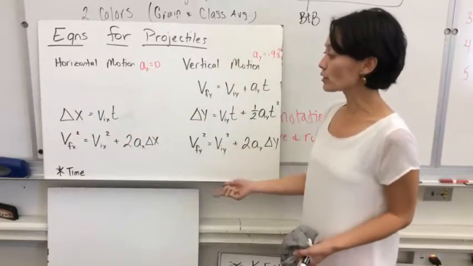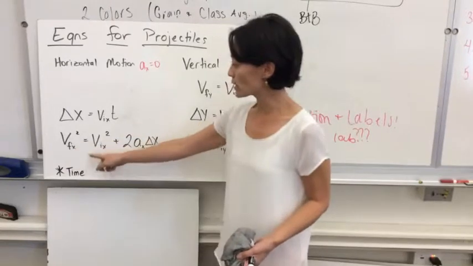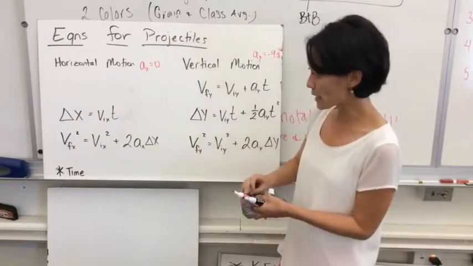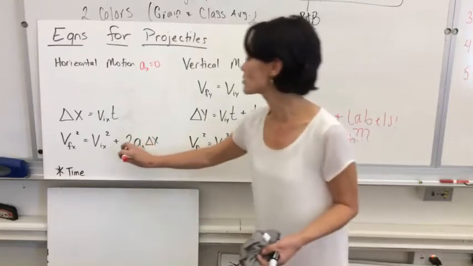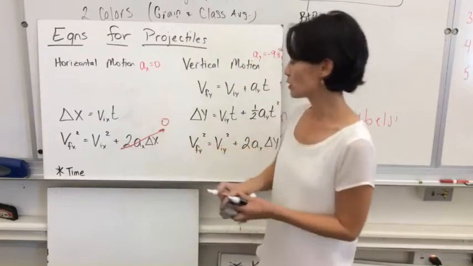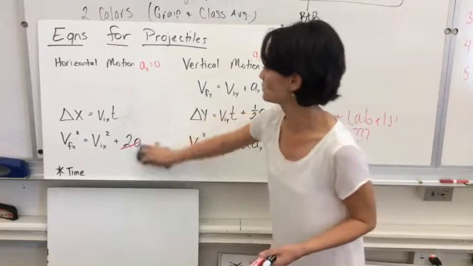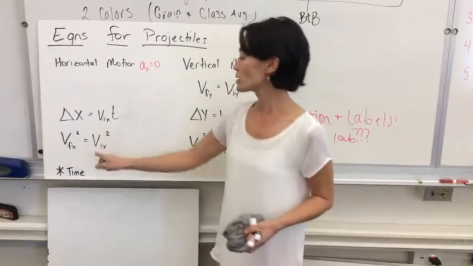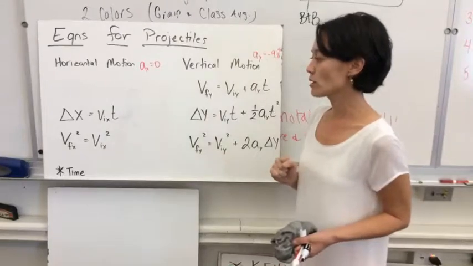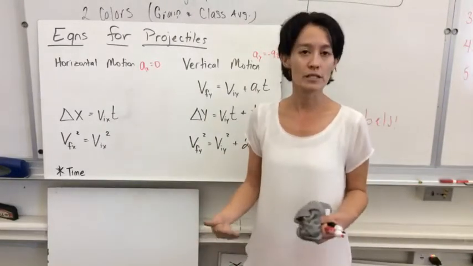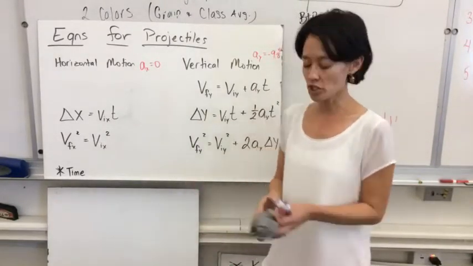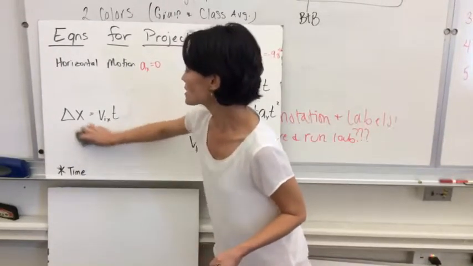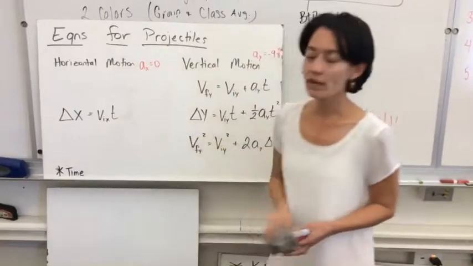And then looking at the third equation, that says v final x squared is equal to v initial x squared plus 2 a_x delta x. Again, acceleration for x is 0, so this whole term is going to be equal to 0. So that can just go away. And then that tells me that my final x velocity squared is equal to my initial x velocity squared. But again, if I have no x acceleration, my velocity is not changing, so this really doesn't tell me anything new. So the x equations really simplify for projectile motion.